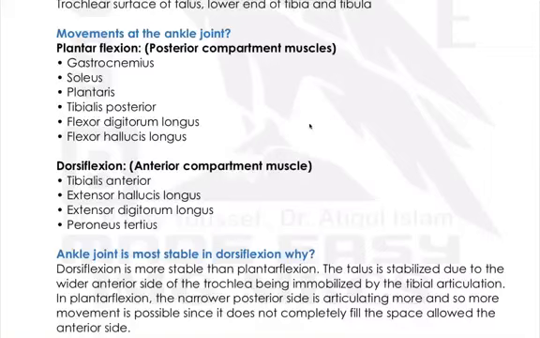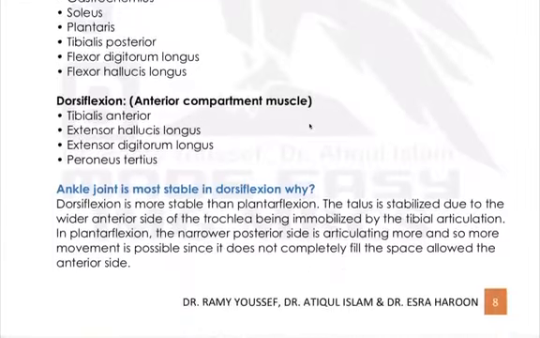About the movements of the ankle joint, what other movements? That is the plantar flexion. For plantar flexion, you have two compartments, right? The superficial and deep. In the superficial, you have the GPS. On the deep aspect, you have tibialis posterior, flexor digitorum longus, and flexor hallucis longus. All of those muscles are responsible for the plantar flexion of the ankle joint. We will talk about the muscles in a bit.